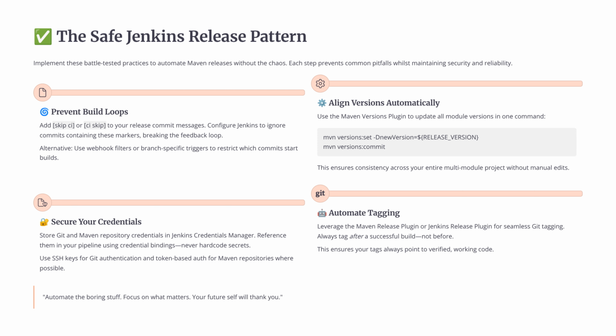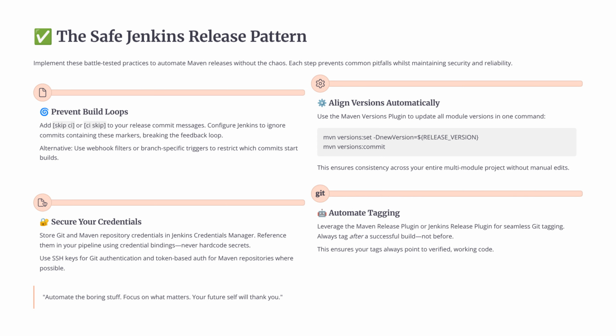Step 4. Automate tagging after success. Finally, tagging. Once your build and tests pass, create a Git tag automatically for that version. Do this after a successful build, not before. This way, every tag in your repository always points to a verified, working state of your code. So your release pipeline ends with a tag, something like version 1.2.3, and pushes that tag to origin. Now your entire release flow is traceable, repeatable, and safe.